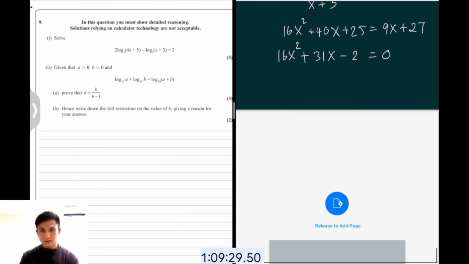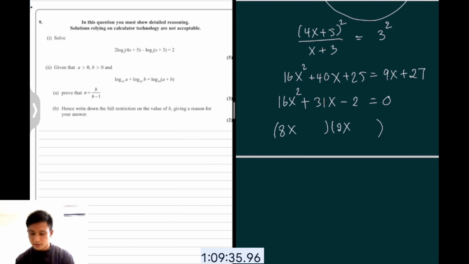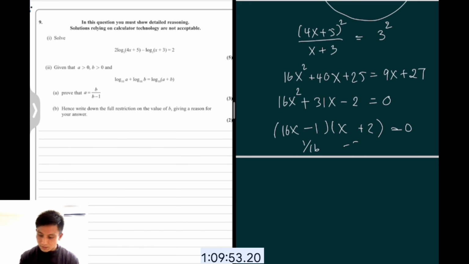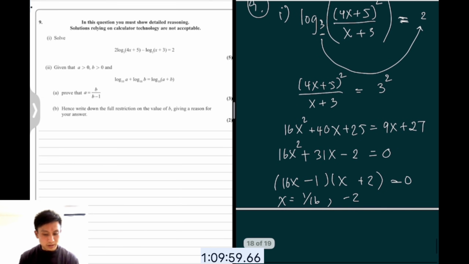I'm just going to try factorize that. I'm going to go with 8x and 2x, see what happens. No, doesn't work. I probably need 16x because I see 31 in the middle. So maybe that's quite great. And it's plus 2 and minus 1 like this because we need plus 31x in the middle. So that works. So 1 over 16 and minus 2 here for the critical values. Yeah, or the answers actually in this case because it's an equation.